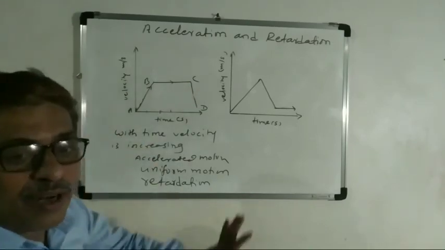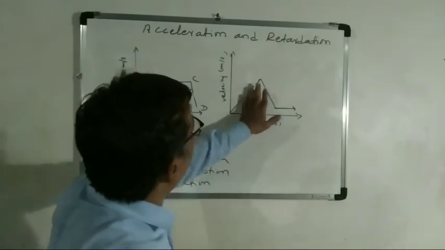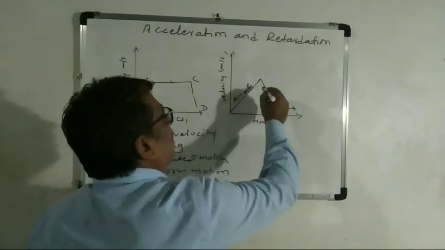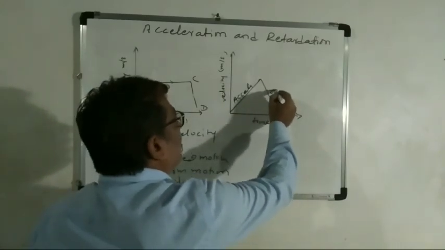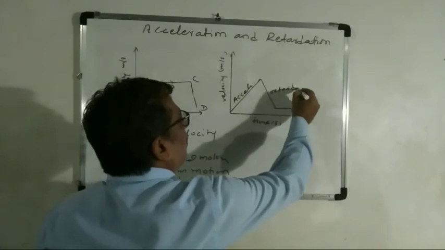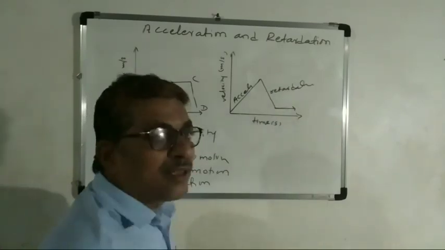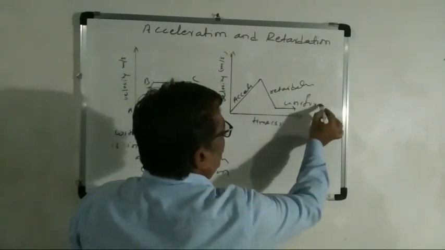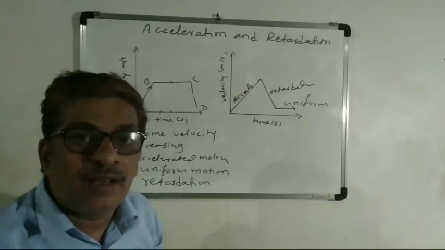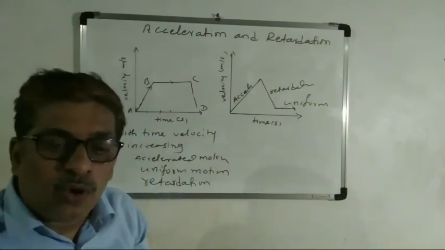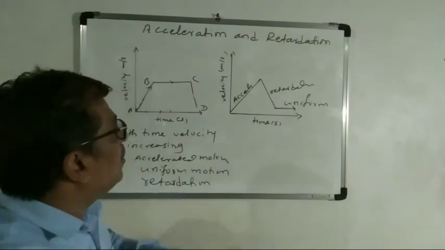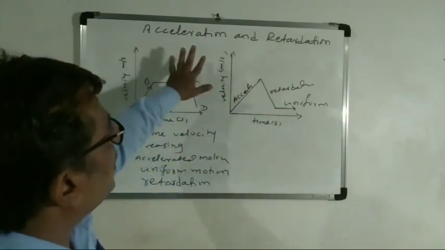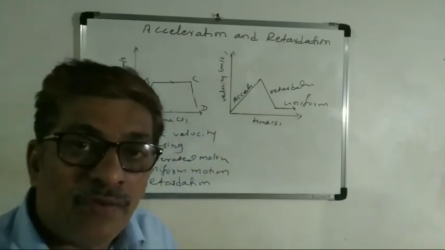Now by looking at this graph you can already say that this one is acceleration, here it is retardation, and here it is uniform motion. So whenever such a graph comes, you can easily express your ideas. Okay, students, remember you have to practice both graphs, the distance time graph as well as the velocity time graph.